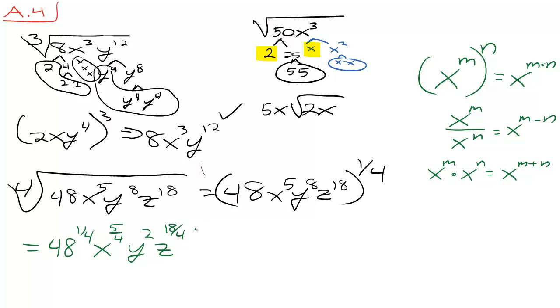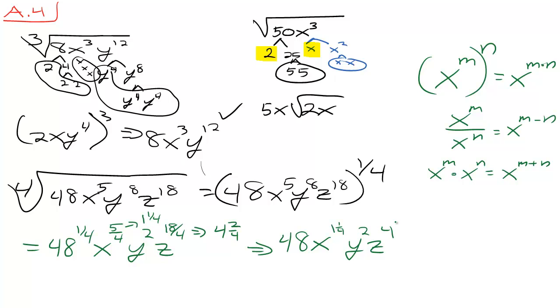And then really the best thing to do is to think of it in terms of a number and a remainder, right? 18/4 is really 4, since 4 times 4 is 16, and 2/4. The same thing with this: you'd want to think about this as 1 and 1/4. And I'll show you why. All right, so 48 x to the 1 1/4, y squared, z to the 4 2/4.